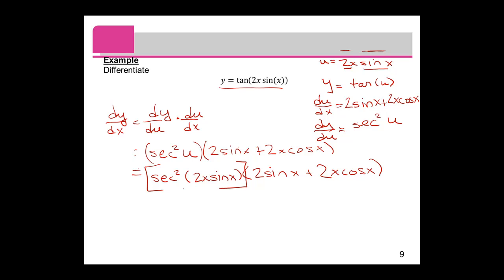Is that clear and sufficient? Does anybody have any questions? Feel free. I know this is complicated until you get used to it.